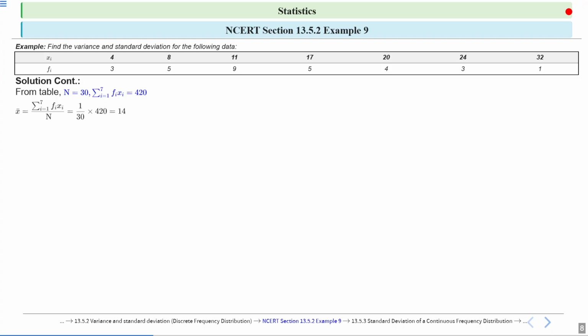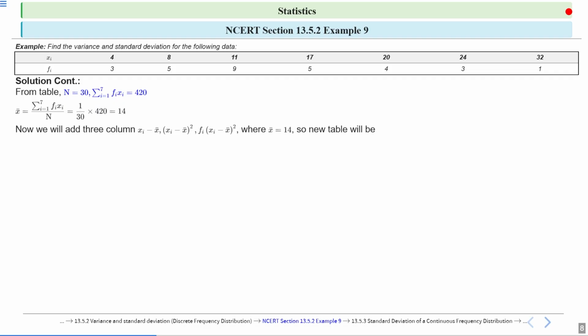Now, let's calculate the mean of the dataset. The formula for the mean in a frequency distribution is mean equal to sum of fi into xi from i equal to 1 to 7 divided by n. Here the value of sum of fi into xi is 420, and the value of n is 30. So x bar equal to 1 by 30 times 420, and after calculating, the mean of this dataset is 14.